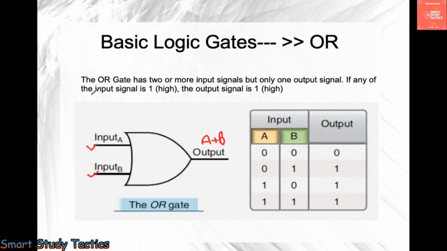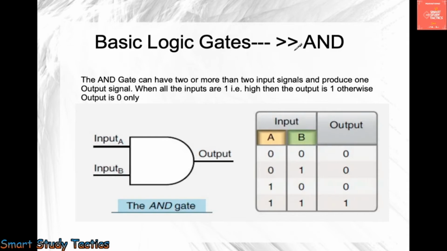This line is very important: if any one of the input signals is 1, then the output signal is 1. Let's understand with the table. For 0 0, you get 0. For 0 1, since 1 is present, you get 1. For 1 0, you get 1. For 1 1, you get 1. So with the OR operator, if any one of the signals is 1, you get 1, meaning high. Now let's understand the AND gate.